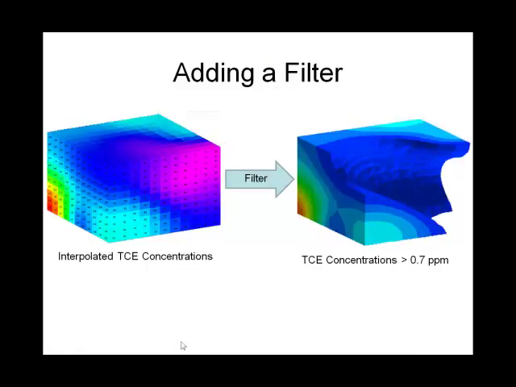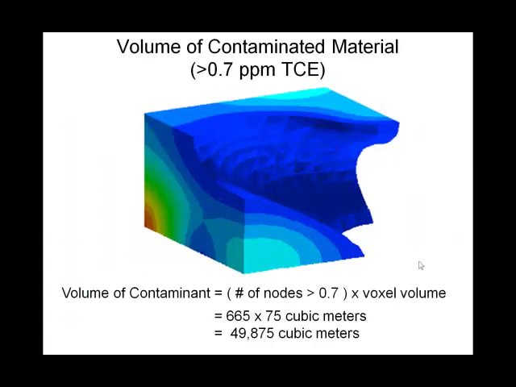Now, let's use the same type of low-stop, high-pass filter that we used for the two-dimensional sand thickness example to remove all of the voxels in which the TCE concentrations are less than 0.7 parts per million. Unlike the two-dimensional thickness volumetrics, the block model is converted to a volume by counting the number of nodes that exceed a cutoff value, 0.7 ppm in this case, and then multiplying the result by the voxel volume. The volume represented by this contaminant is roughly 50,000 cubic meters.